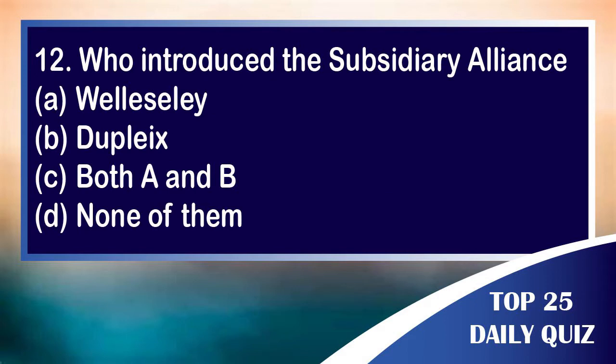Question 12th. Who introduced the subsidiary alliance? Option A, Wellesley. Option B, Duplex. Option C, both A and B, or option D, none of them. The correct answer is option A, Wellesley.